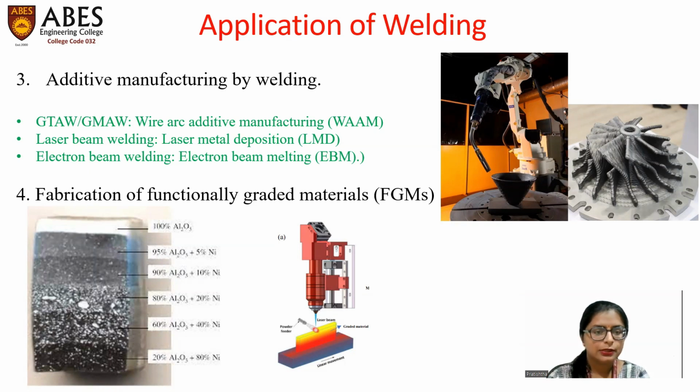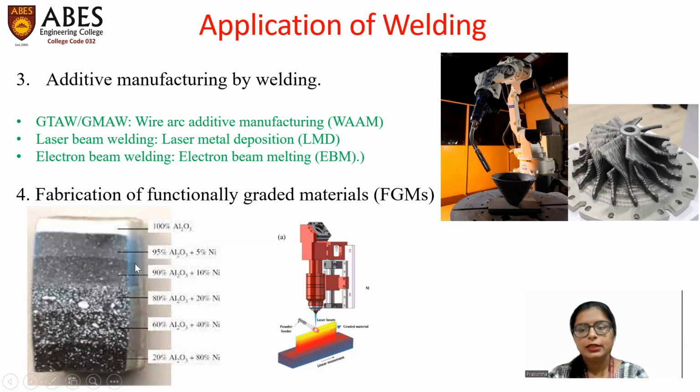Somewhat higher, it is 80%, then 90%, then 95%, then 100%. Similarly, the nickel percentage is also varying, like 80%, 40%, 20%, 10%, 5%, and 0%. So it is 100% Al2O3. You can see a white layer here because Al2O3 is pure white in color. So you can see a compositional gradient from top to bottom or bottom to top.